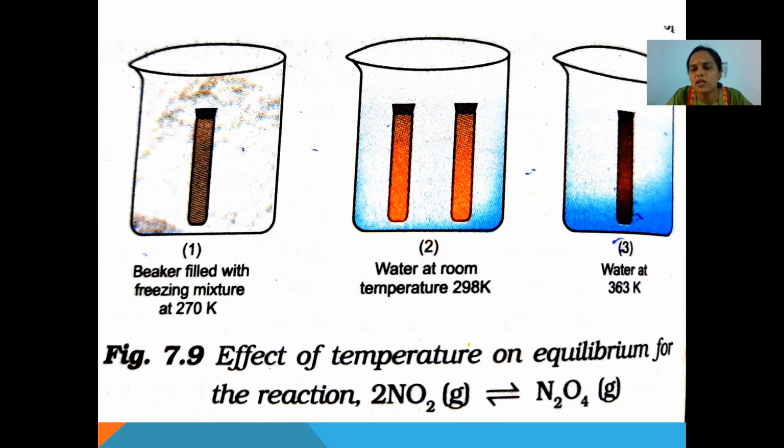But when I put it in water at 363 Kelvin, that is in beaker number 3, the intensity of nitrogen dioxide becomes more because the reaction proceeds in the backward direction, as this is an example of an exothermic reaction. If I provide high temperature, the reaction proceeds in the backward direction and you can see the intensity of the brown fumes increases in beaker number 3. So this is the example to illustrate the effect of temperature on equilibrium for the reaction.